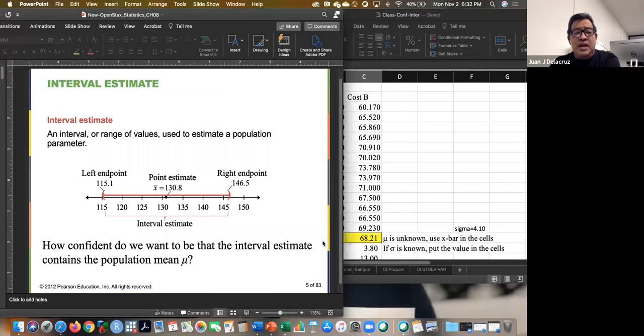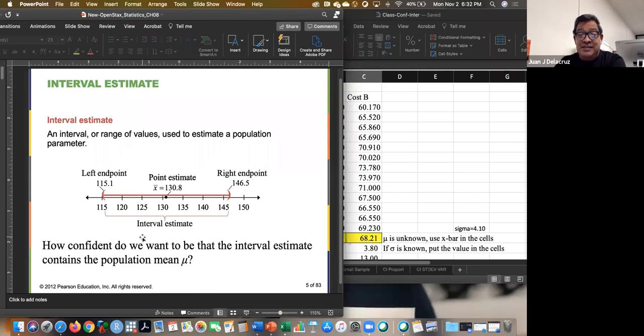So what we are going to do is create an interval. So I'm going to create a left endpoint and a right endpoint. So this value of my sample mean is going to be bounded by two different values, one at the left and one at the right. So how do I find these values? Well, that's what we are going to learn today. So we are going to find this interval estimate, right? And that is the first question: how sure, how confident do you want to be that this is your true mu?